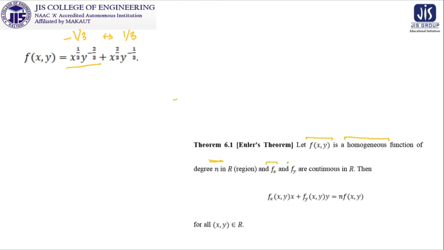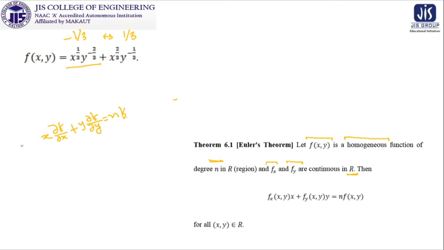And also it is required that fx and fy, that means partial differentiation with respect to x and partial differentiation with respect to y, both are continuous in R. Okay, then Euler's theorem tells us that x times the partial derivative of f with respect to x plus y times the partial derivative of f with respect to y is equal to n times f(x,y) for all (x,y) in R. So we can write it in our general notation as x del f del x plus y del f del y is equal to nf, where f is a function of x and y and it is homogeneous, and the degree of that homogeneous function is n.